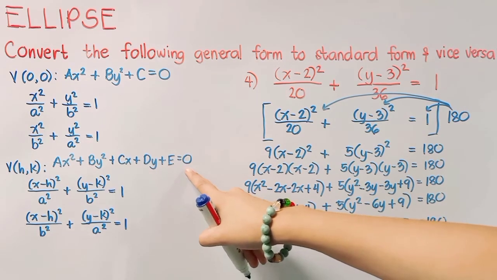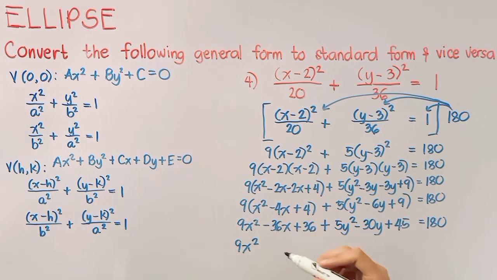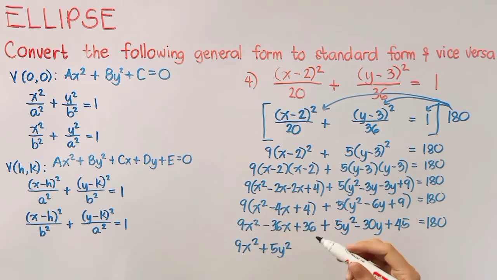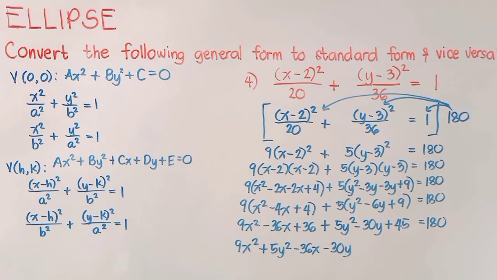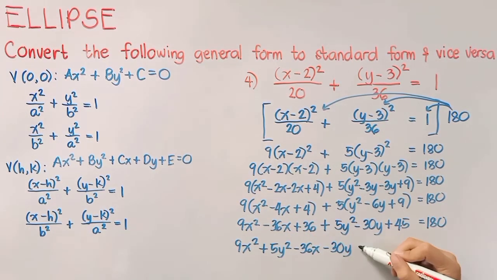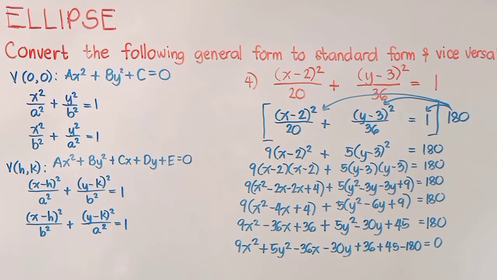Now going back to our expected answer, we will start writing the term with x squared. So we have here 9x squared followed by y squared. So that's positive 5y squared. We also have here the term with x. So that's negative 36x. The term with y. So that's negative 30y. And then e represents all of the constants. So we have to write positive 36, positive 45, and our 180 here will be transposed to the left side so that our right side will only be 0.